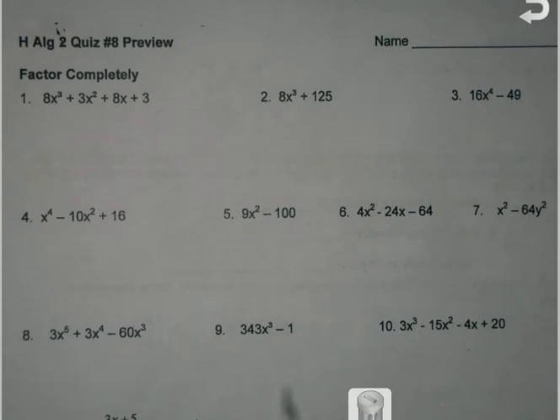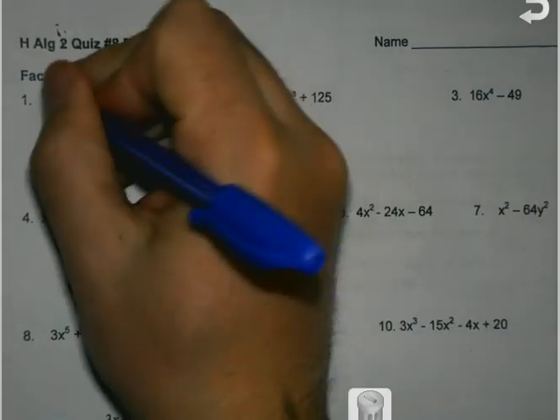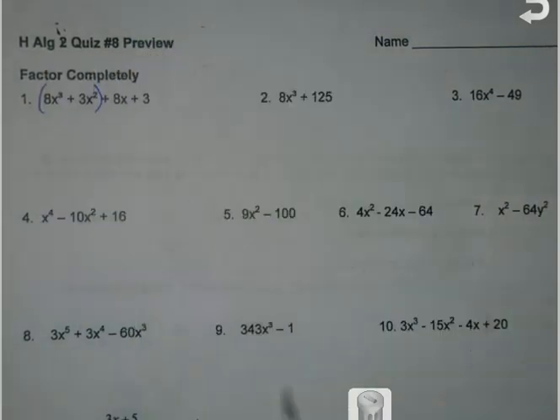We're taking a look at the Quiz 8 preview today. Again, going to be doing some stuff like we have been, especially with the factoring. So hopefully now we've seen enough practice that this is going to make life a little bit easier on us.